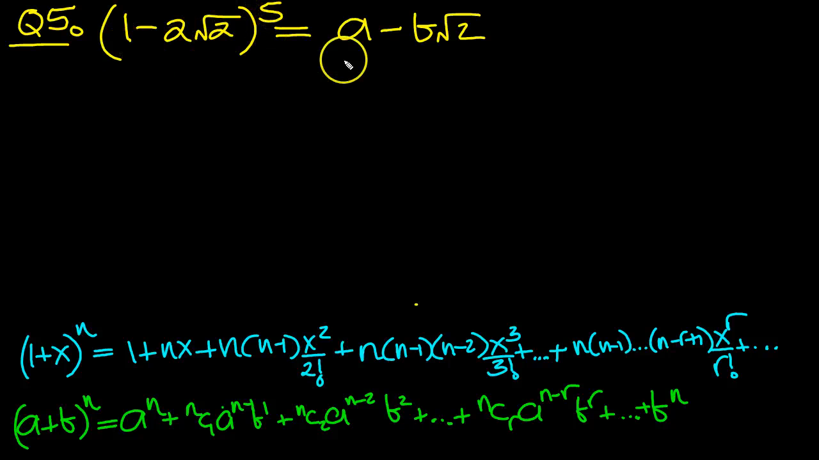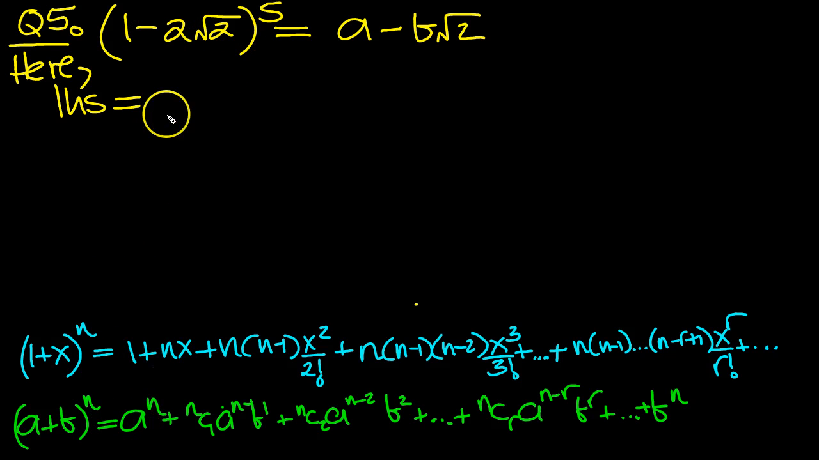(1 - 2√2)^5 is equal to a - b√2. And we need to expand this bracket, use the binomial theorem to find out a and b. So here, the left-hand side is equal to, so this a is 1, b is -2√2, that whole object there, and n is 5.